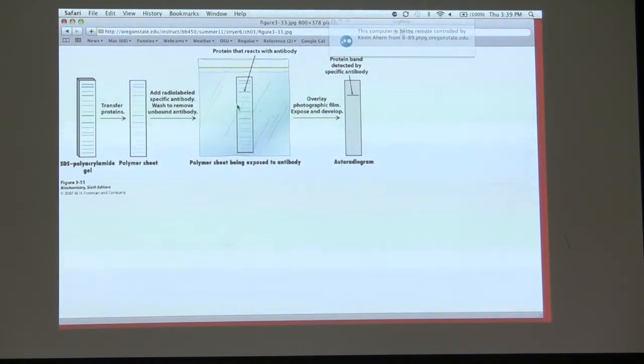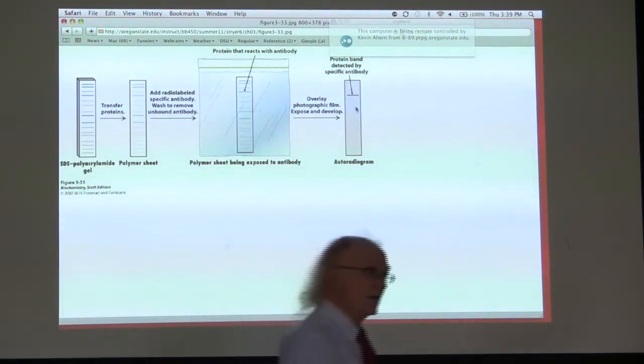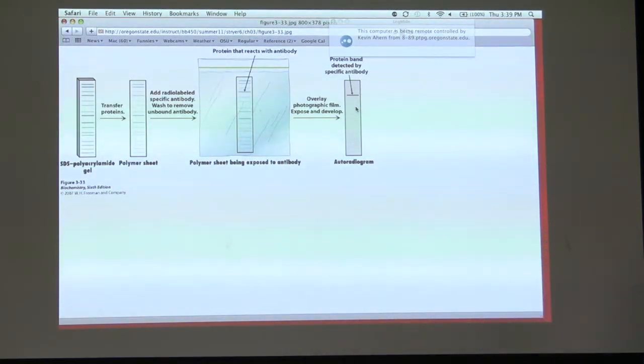I take it out, I wash it off to get rid of the antibody that's not stuck to the membrane, and if all goes well, what I see is this guy over here. And I look at this and I see a band and I say, yes, in fact, I did have my protein in this mixture. Does that make sense? So the antibody technique of Western blotting is really useful.